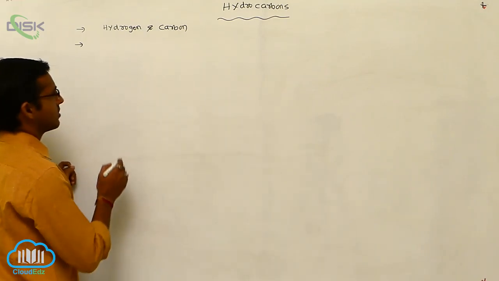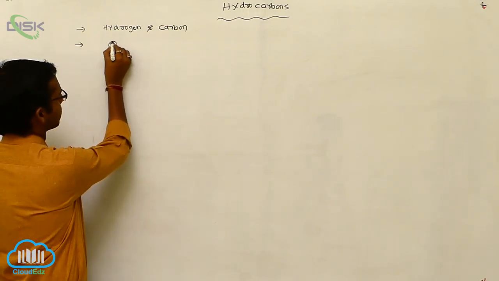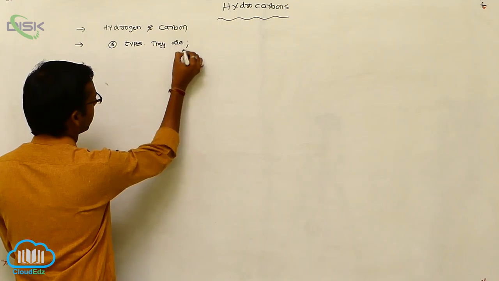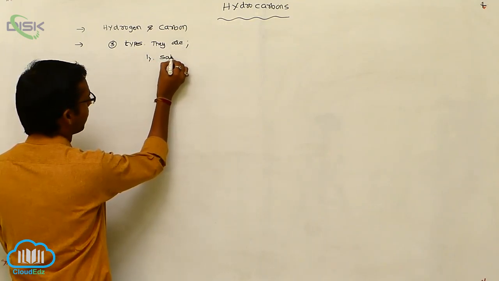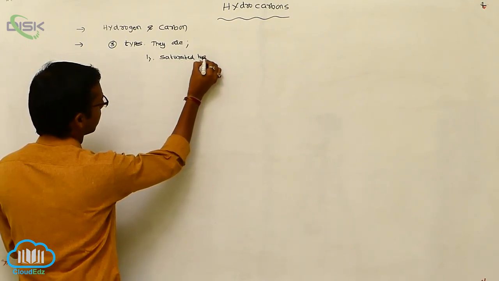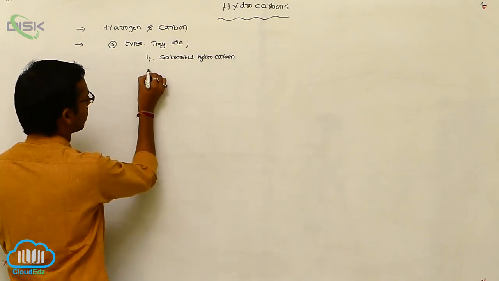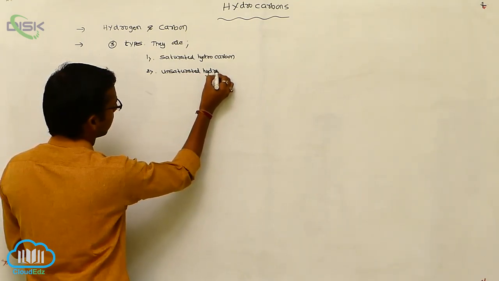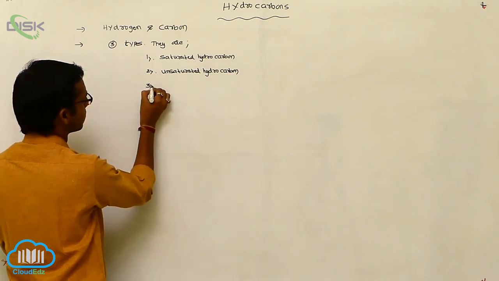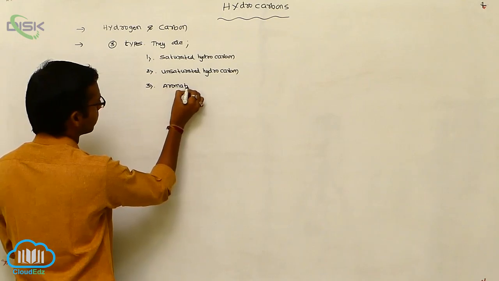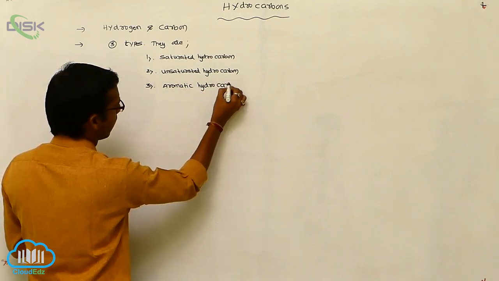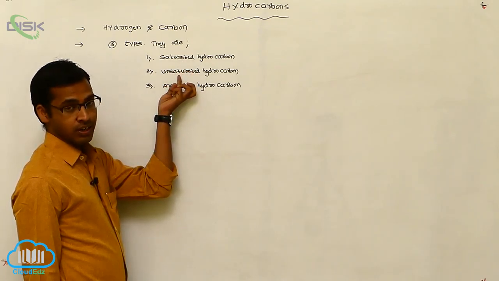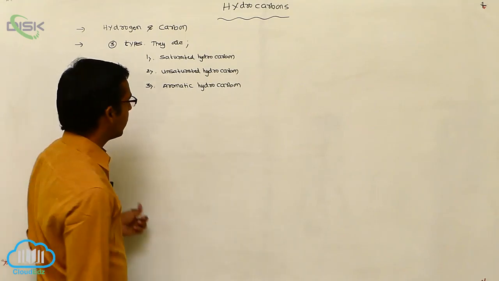Generally, hydrocarbons are classified into three types. They are: the first one is saturated hydrocarbon, the second one is unsaturated hydrocarbon, and the third one is aromatic hydrocarbon. All these hydrocarbons contain only hydrogen and carbon. So these are the three types: saturated, unsaturated, and aromatic hydrocarbon.